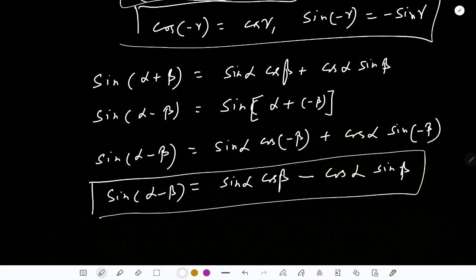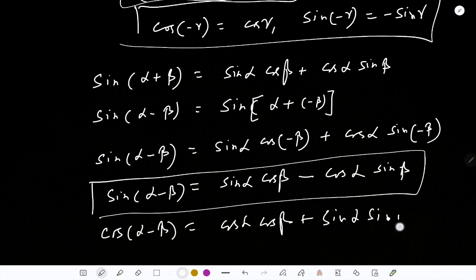So you can get your sine alpha minus beta, and if you manipulate the cosine result, you will also get cos alpha minus beta equals cos alpha cos beta plus sine alpha sine beta. And you can also find the cos of the sum, and so this calculation is done. This calculation is completed.